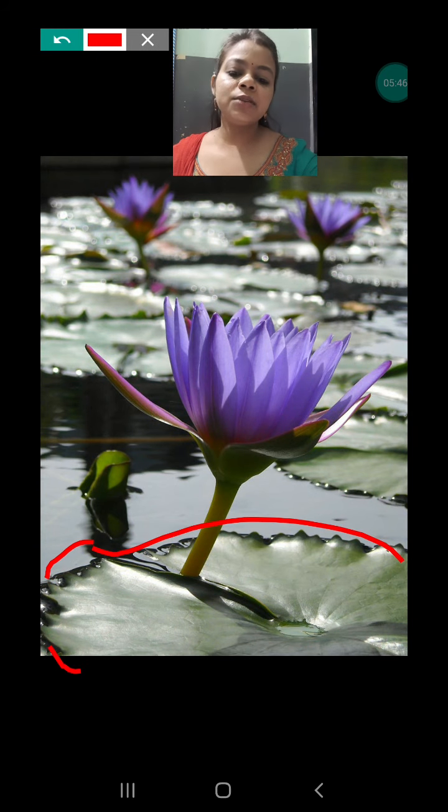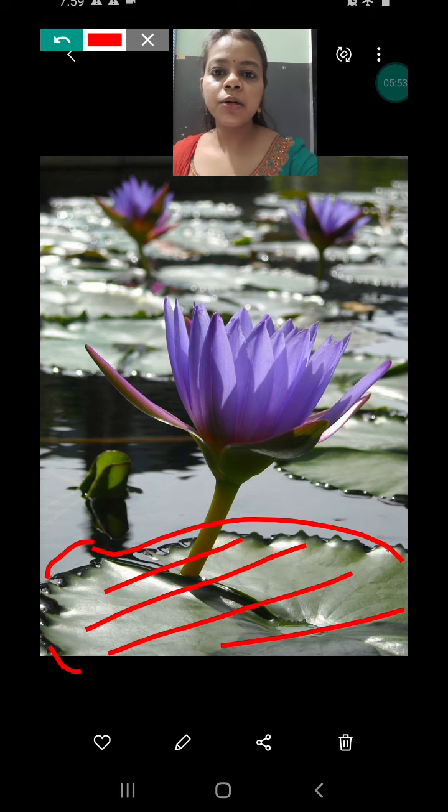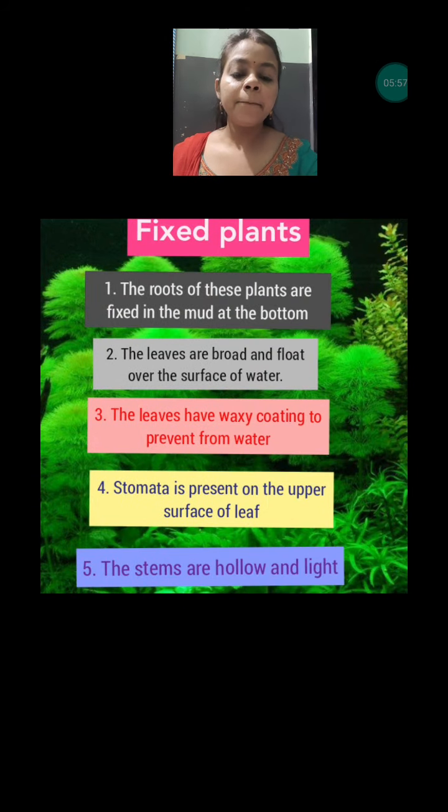Upper surface is only exposed to the air. Okay, and that's why stomata is present only on the upper part of the leaf.